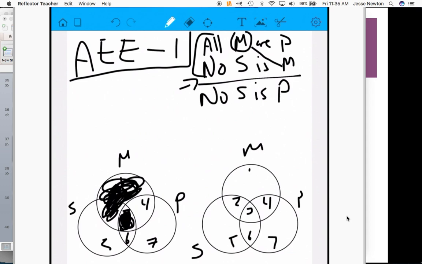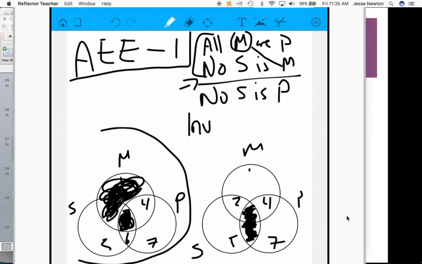5, 6, 7. And then no S is P. Well, how do we show that? Well, we cross out 6 and we cross out 3. Just like that. And what this shows us is that we have these two regions right here shaded. And because these two regions are shaded here, they need to be shaded in the combined premises. But notice they're not. And for that reason, this argument is invalid.